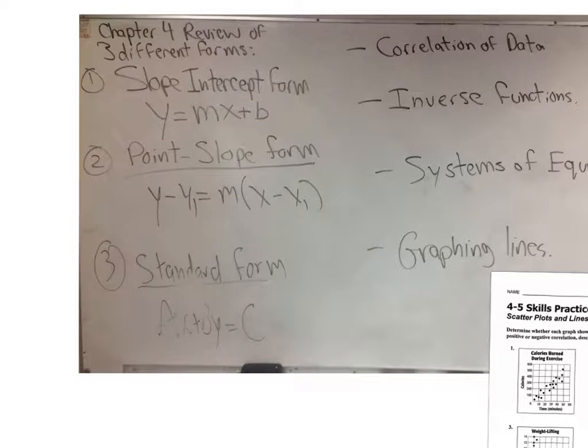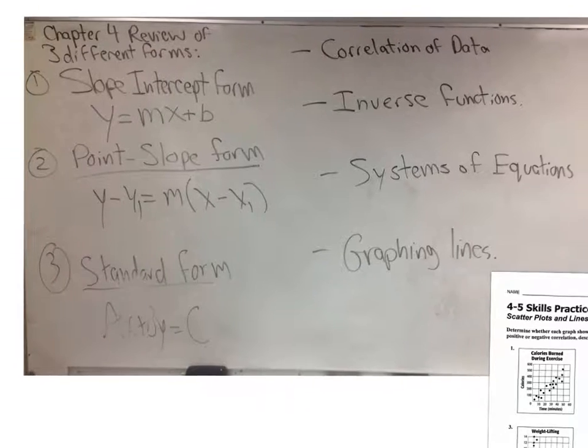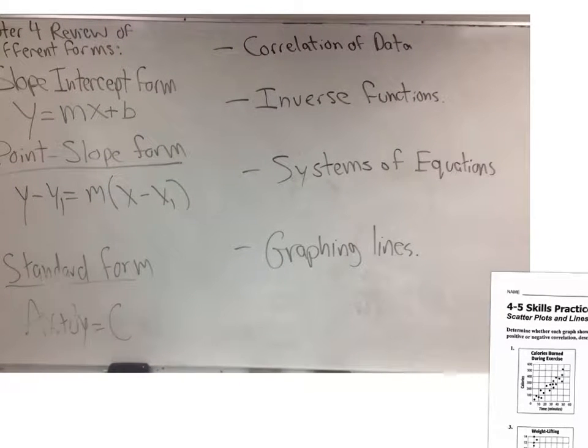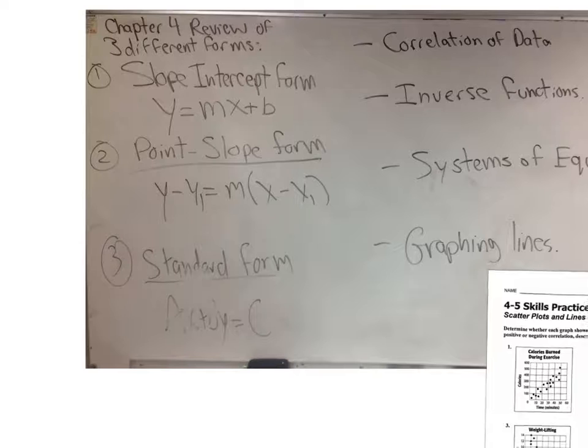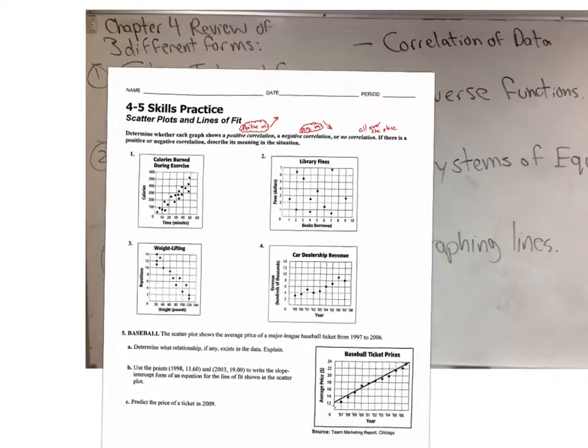So for the past couple of days, we've been reviewing writing equations in three different forms: slope-intercept form, point-slope form, and standard form. In addition to writing equations in the three different forms, we're also going to be doing correlation of data, inverse function, system of equations, and graphing lines. There are already several videos explaining writing equations, reviewing the worksheets we've already done. Let's jump to correlation of data, which is back from section 4.5.